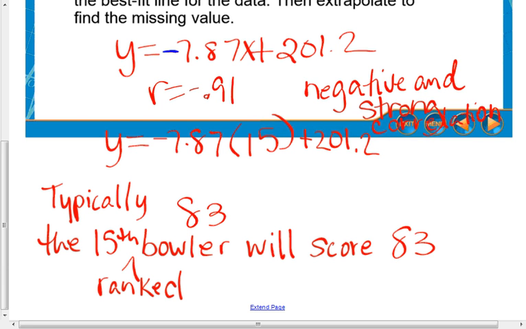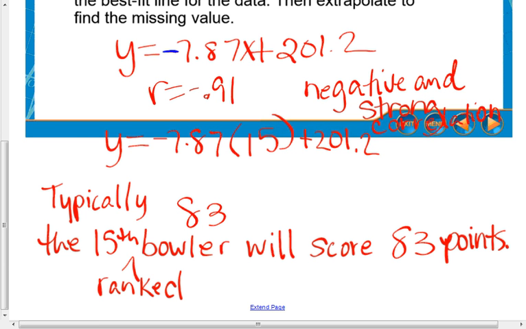So that would answer how many points did the 15th ranked bowler earn? 83 points. Okay? Questions? Write down any questions that you have. I know this is a highly intensive calculator one, which makes it a lot of watching, and hopefully you have access to a calculator at home.